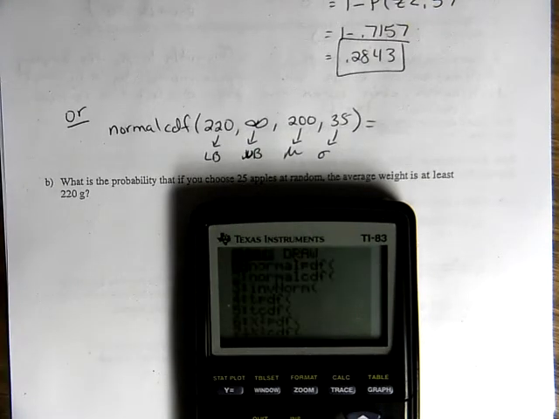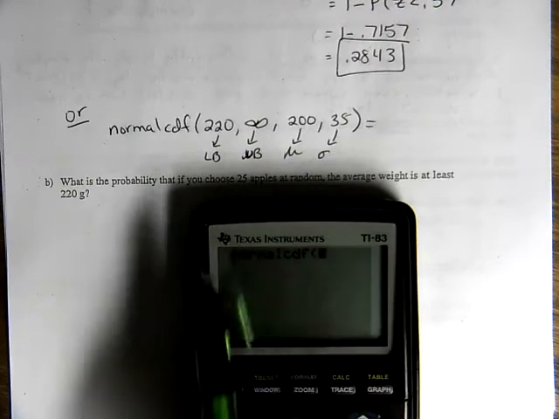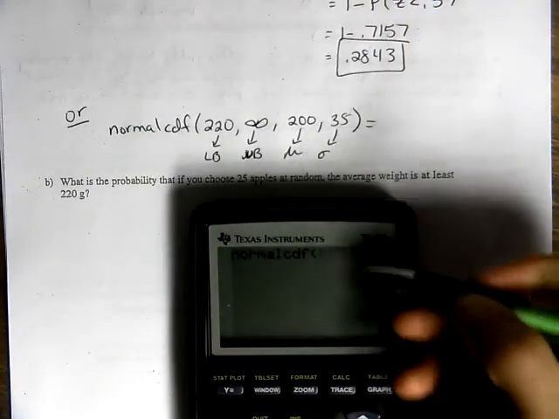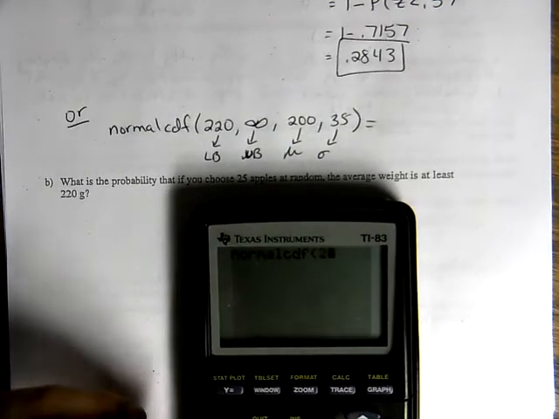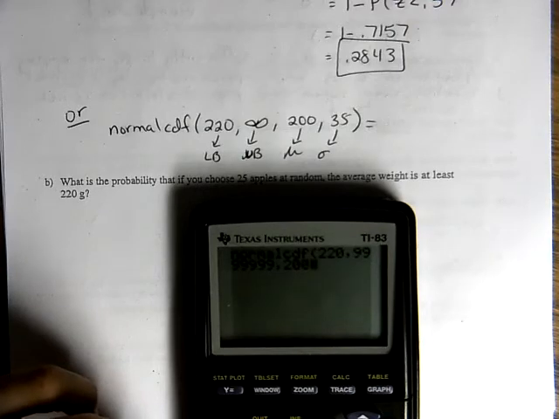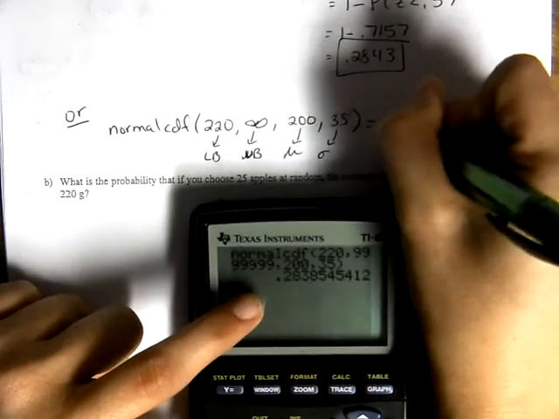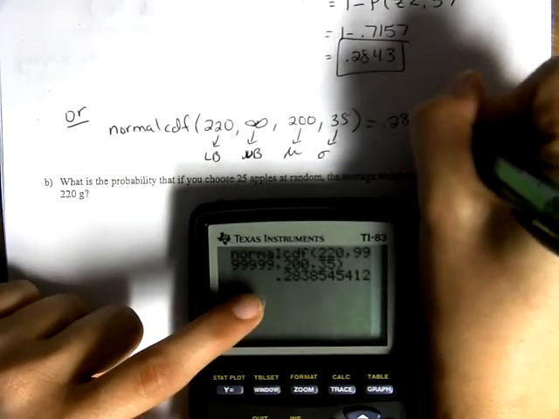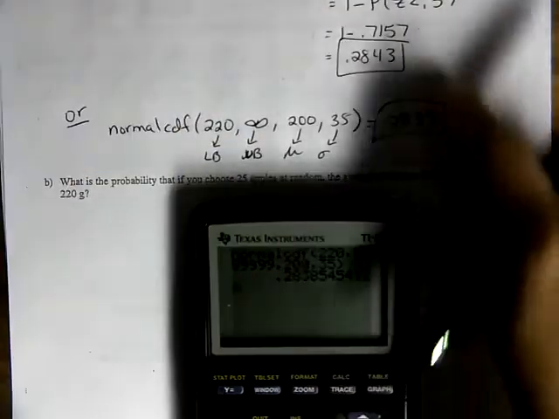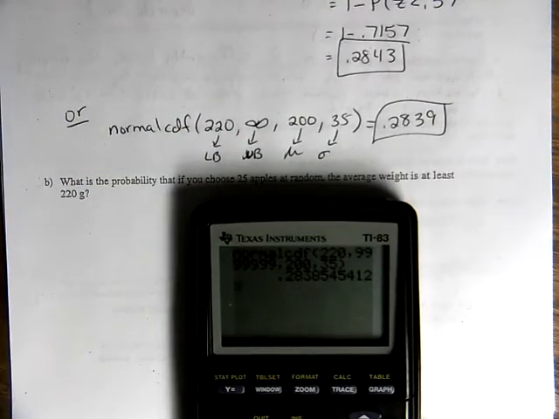Now, most of you, if you go to your distribution menu, I have an 83, so mine's going to look kind of like this, but yours should prompt lower bound, upper bound. So we're going to do 220, comma, a bunch of 9s, 200, 35. So 0.2839. So a little bit off, but I usually have both written on my answer key, and so will the AP guide. So you can do it either way. So this is what we used to do.